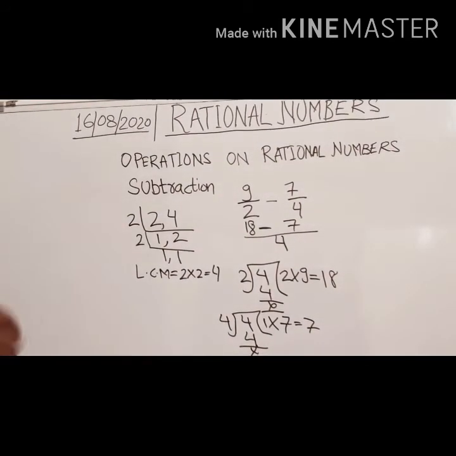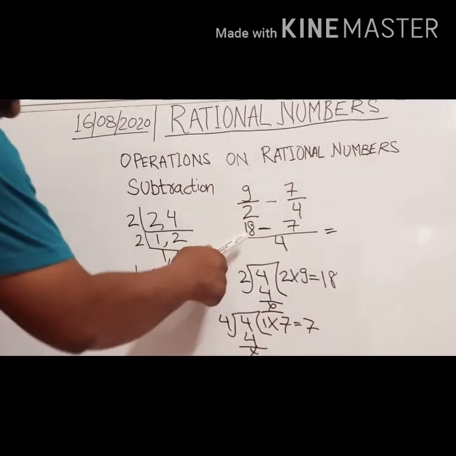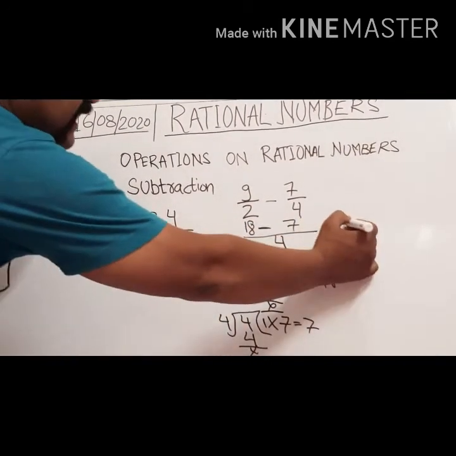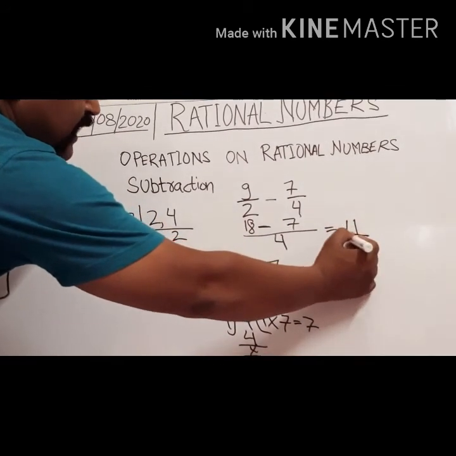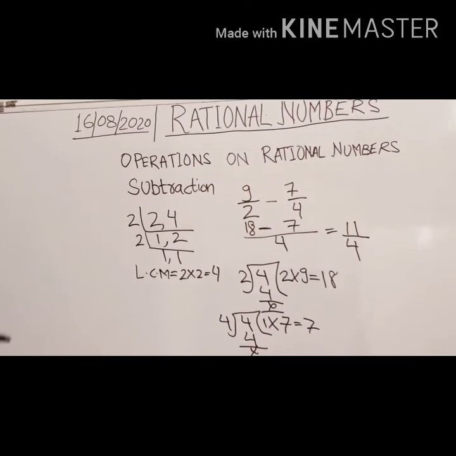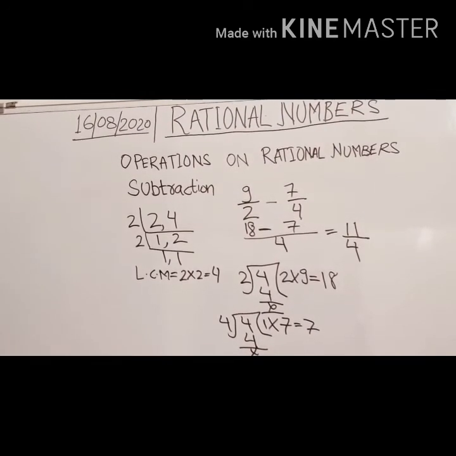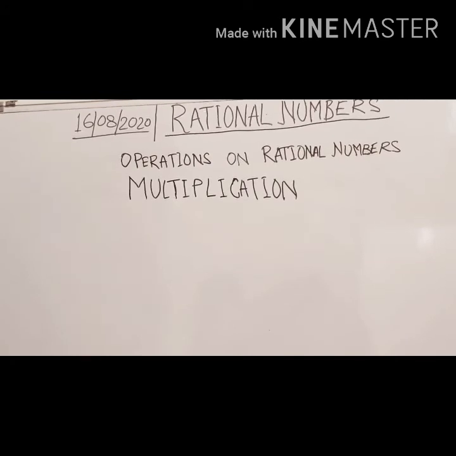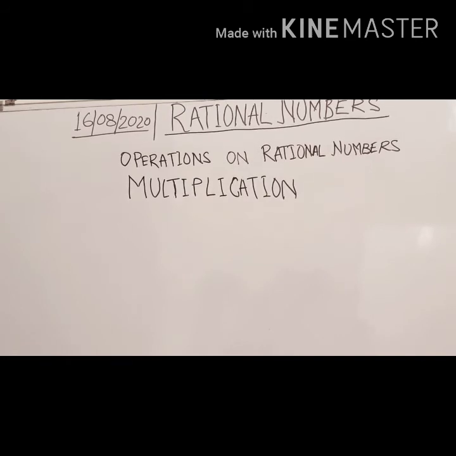Now what we will find? 18 minus 7, that is 11 by 4, is the answer of the subtraction of two rational numbers, 9 by 2 minus 7 by 4. Multiplication of two numbers is the next operation of rational numbers. Now multiplication is a little bit easy as compared to addition and subtraction.